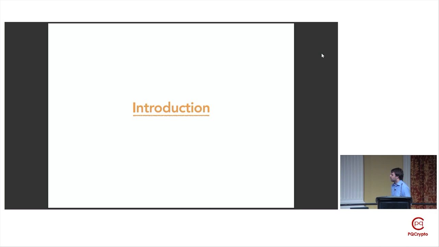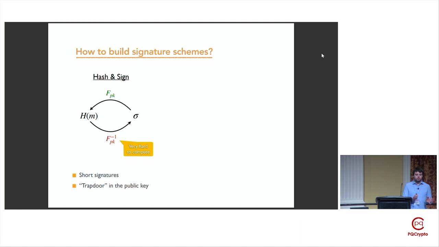Introduction. So to build signature schemes, we have mainly two approaches. The first one is the hash and sign paradigm. The idea is, to sign a message, we will first hash it, and then the signer will use a trapdoor of a one-way function to compute a preimage of the hash digest, and then anyone can verify the signature by applying the one-way function in the other sense. It doesn't require knowing the trapdoor, and that's it.